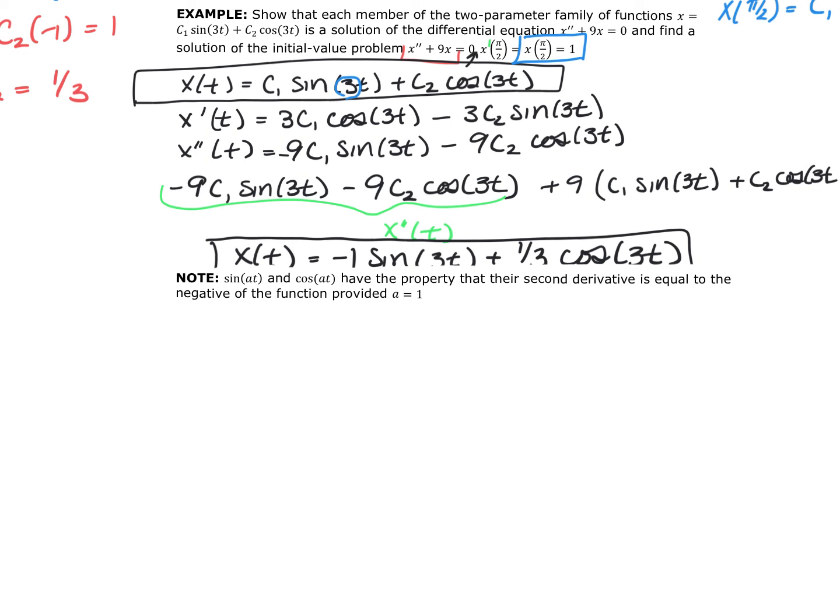Something to note is that the sine of at and the cosine of at have the property that their second derivative is equal to the negative of the original function, provided, of course, the coefficient on t happens to be 1. Just a little side note you might want to put in your notes. And that's it for this video.